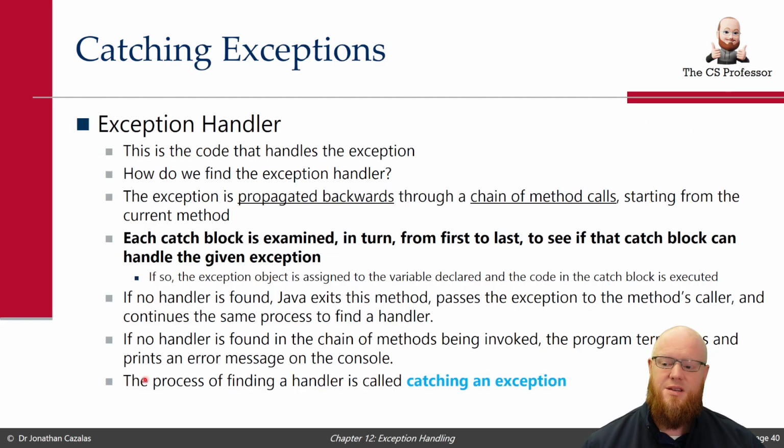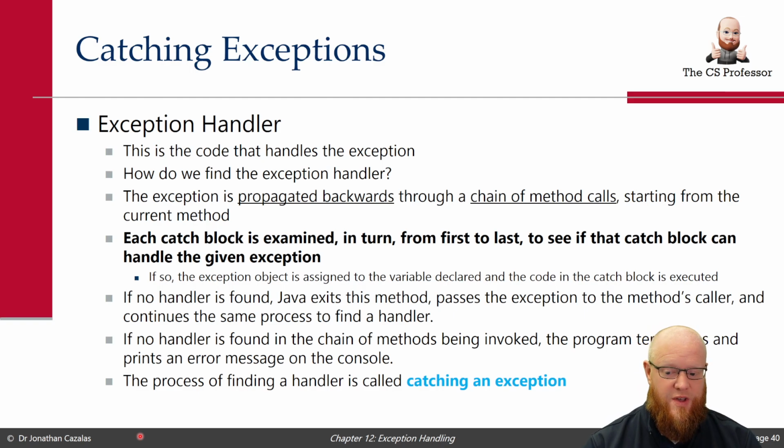What really has to be discussed now is this idea of an exception handler. The exception handler is the code that deals with the exception. How do we really understand this exception handler? The exception is actually propagated backwards through a chain of method calls starting from the current method. Each catch block is examined in turn from first to last to see if a matching catch block was found that can handle the exception. If we find a matching catch block, perfect. We handle the exception with that catch block and we take care of it.